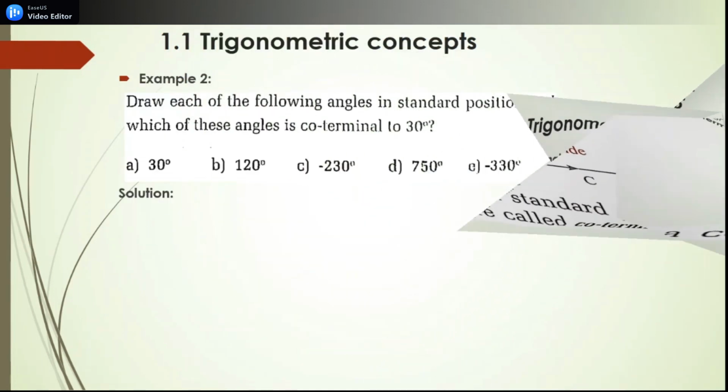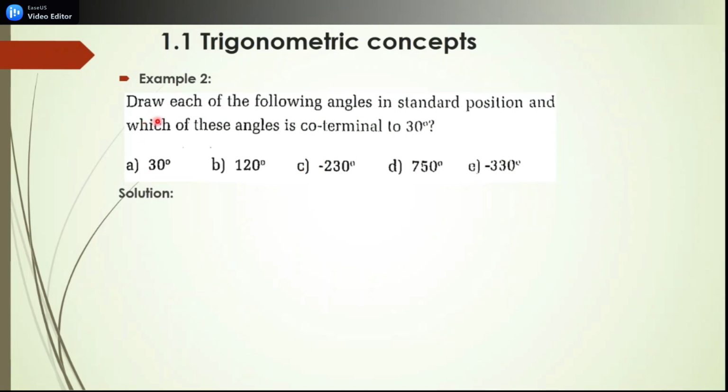We have example number 2. Draw each of the following angles in standard position, and say which of these angles is coterminal to 30 degrees. Standard position is a position from 0 to 360 degrees when we consider a circle. From the first quadrant to the fourth quadrant, this is what we call standard position.